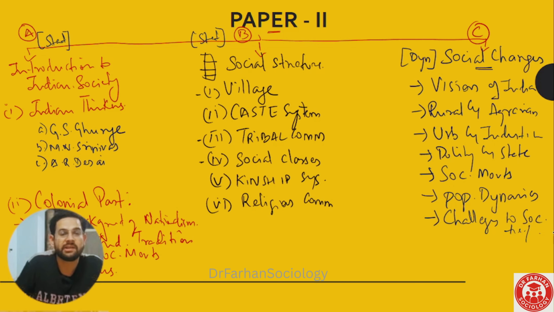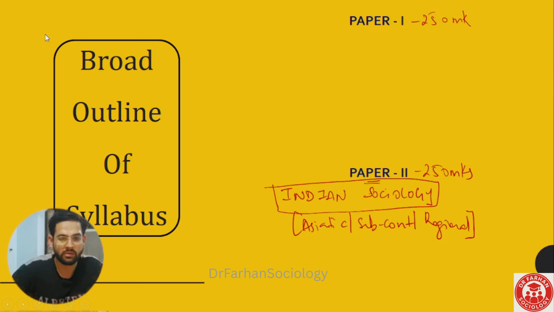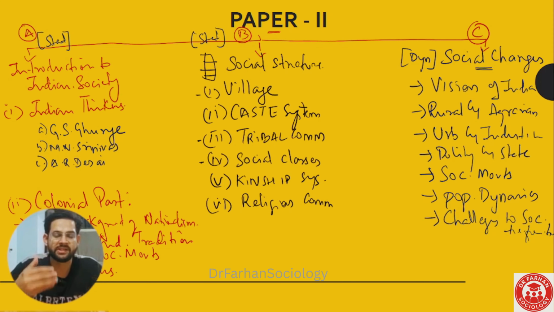You are an IAS officer. You want to bring changes within the society, and what are the problems that you are going to face when you are going to fight with those challenges? So in the challenges to social transformation, we talk about developmental problems, caste conflicts, ethnic conflicts, women violence, etc.